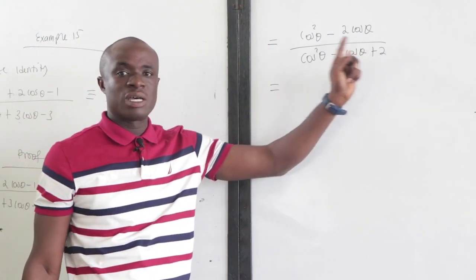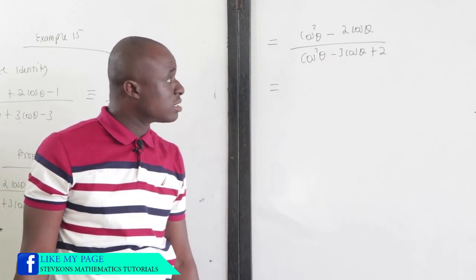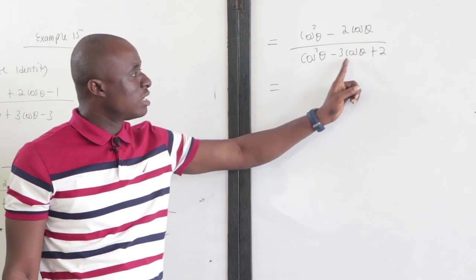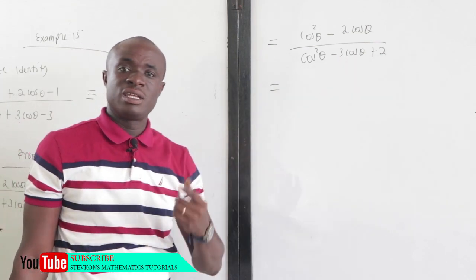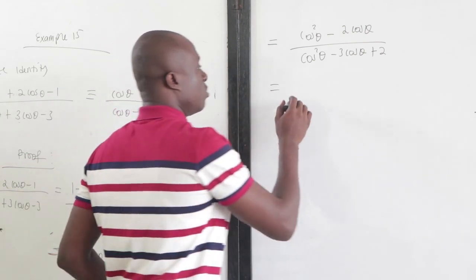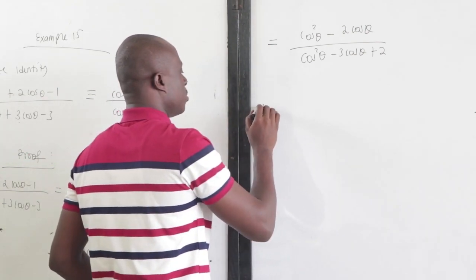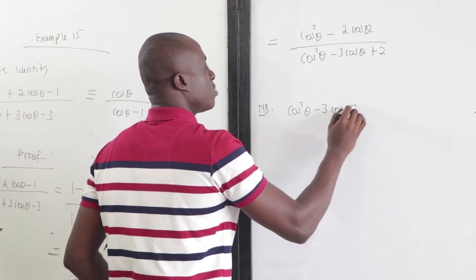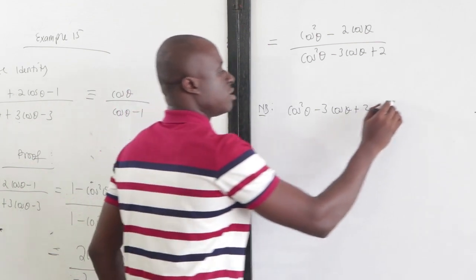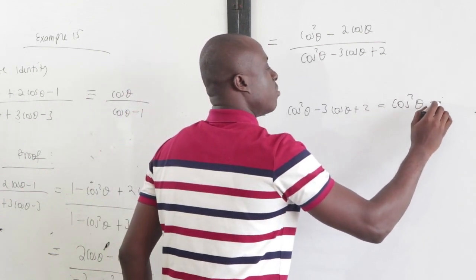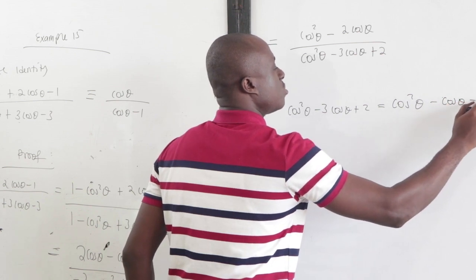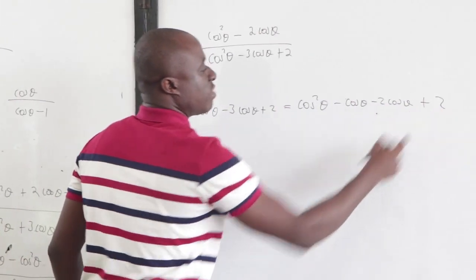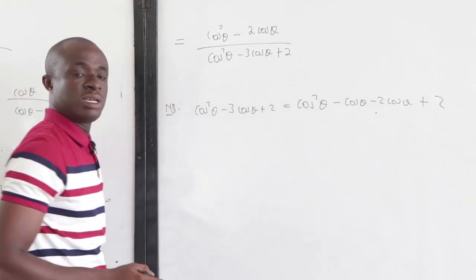Clearly, looking at the denominator, we can factorize it in quadratic form. So two numbers, when you multiply, you get 2, when you add, we get negative 3. That is negative 2 and then negative 1. So the denominator, only the denominator, we have cos square theta minus 3 cos theta plus 2. Factorizing this, that is cos square theta minus cos theta minus 2 cos theta plus 2.